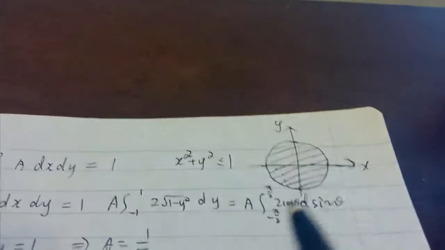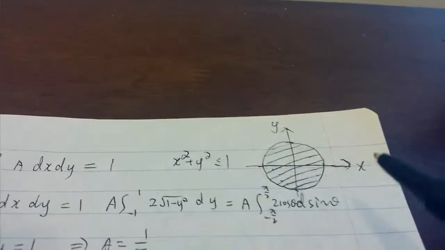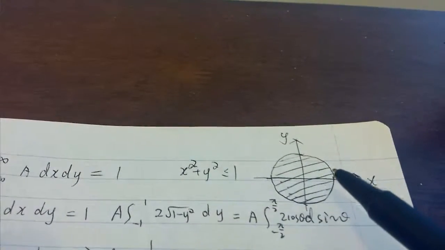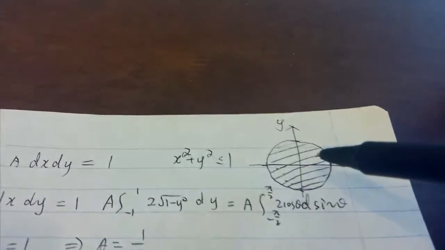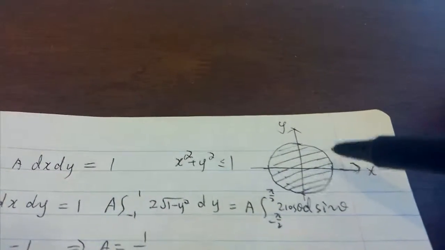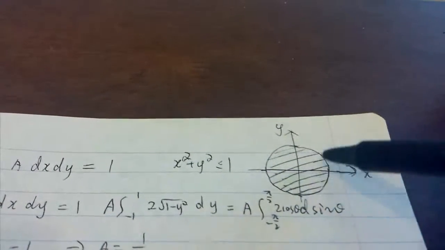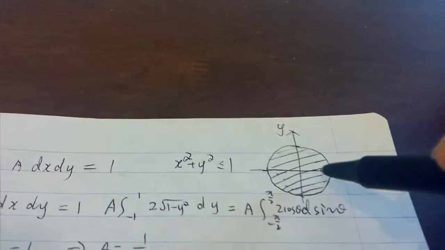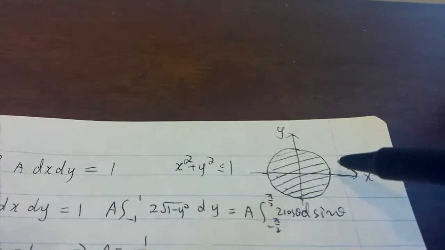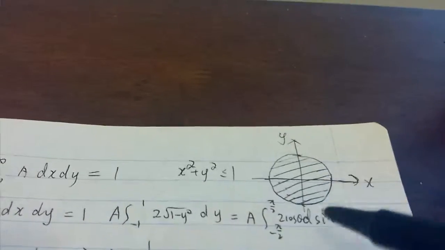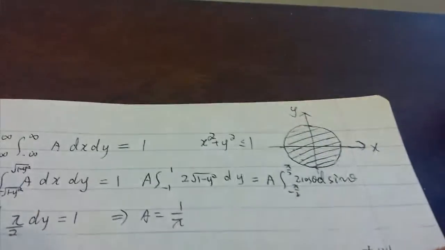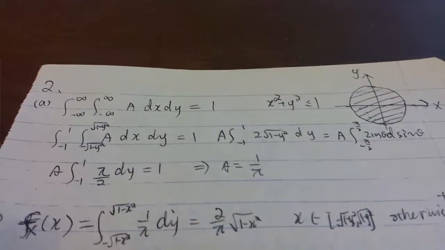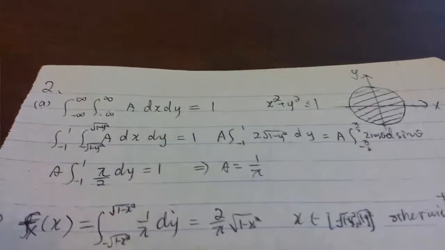Or we could think, because a is a constant, it means it's some kind of uniform distribution in this domain. So we know that the area of this circle is pi times 1 squared, which equals pi. So it's just 1 over pi. We could get a.